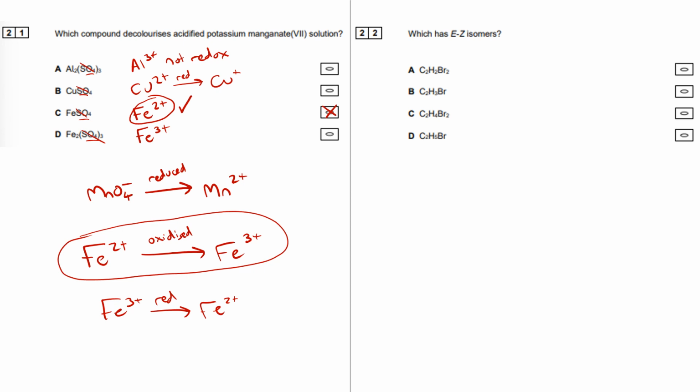Question 22. Which has EZ isomers? So EZ isomers, the criteria for it to have EZ isomers is you have a carbon-carbon double bond, and each carbon in the double bond will have 2 different groups. So the groups A and B cannot be the same, and E and F cannot be the same for EZ isomers to exist. So you have C2H2Br2.